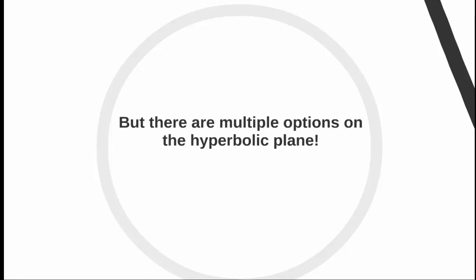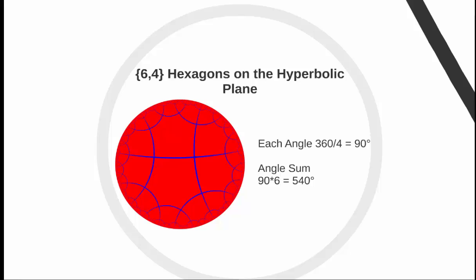But there are multiple options on the hyperbolic plane. Here's an example of 4 hexagons touching on a hyperbolic plane at any given vertex. Our Schläfli notation says 6, 4, which means a 6-sided polygon, otherwise known as a hexagon, and 4 touching at any vertex. Because there are 4, each of them is 90 degrees, and therefore your angle sum for the whole hexagon is 90 times 6, or 540 degrees.